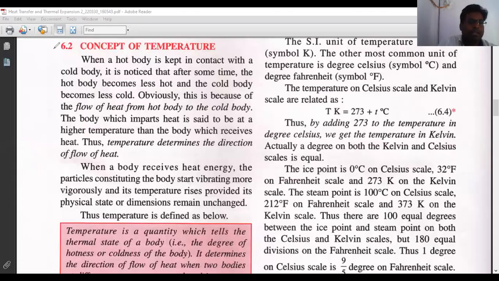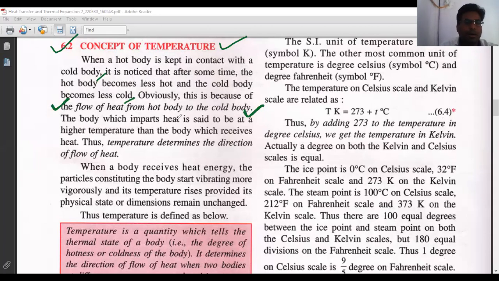Now look at the next topic, the concept of temperature. When a hot body is in contact with a cold one, it is noticed that after some time the hot body becomes less hot and the cold one becomes less cold, due to the transfer of energy. Obviously, this is because of the flow of heat from the hot body to the cold one. That's why an energy difference is created.